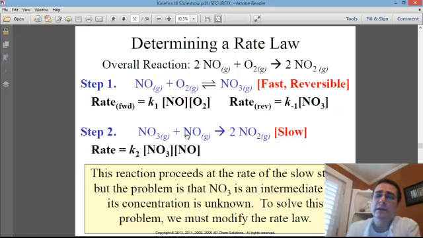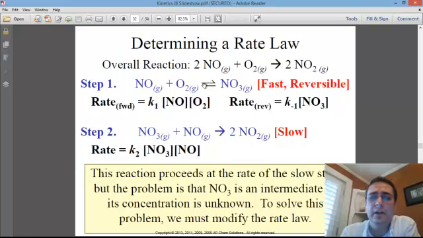And that's a problem because remember we said earlier that the overall rate law has to equal the rate law of the slow step. But here's the problem. The slow step has an intermediate in it. And we can't have an intermediate in our overall rate law because intermediates are not reactants, and we can only have reactants in the rate law. So what are we going to do about this?